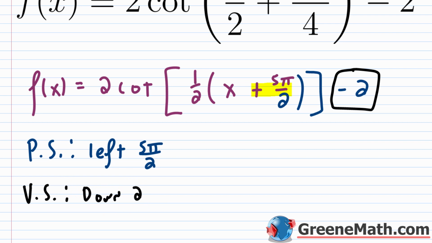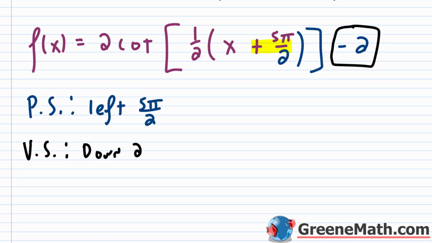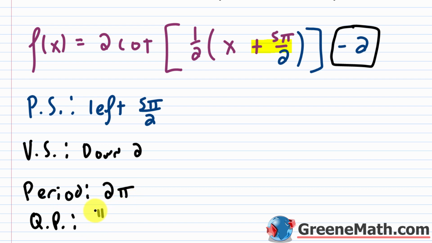Now, while we're here, we can just grab the period and quarter period. So what is the period? Again, just take the standard period for cotangent, which is pi, and you're going to divide by this 1/2 right here. Again, if it's not in factored form, you'd see 1/2 x. So you're just looking at either the coefficient of x if it's in unfactored form, or the number outside of the parentheses when it's in factored form. So divide pi, your standard period for cotangent, by 1/2. That's going to be 2 pi. So the period is 2 pi, and then the quarter period, that's going to be 2 pi over 4, which I think we know at this point is pi over 2.